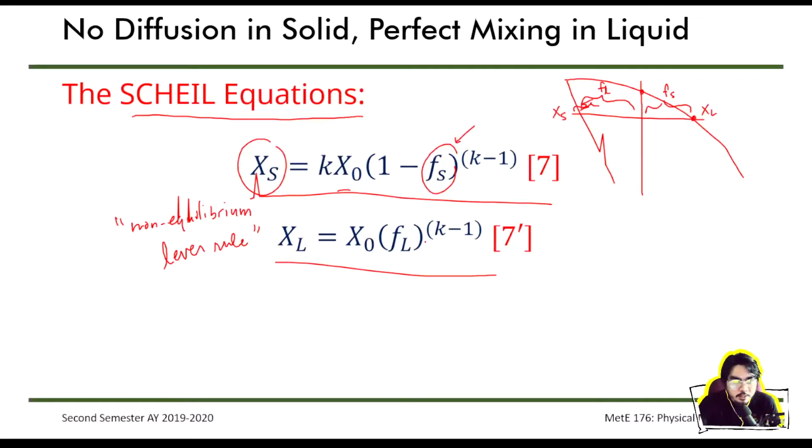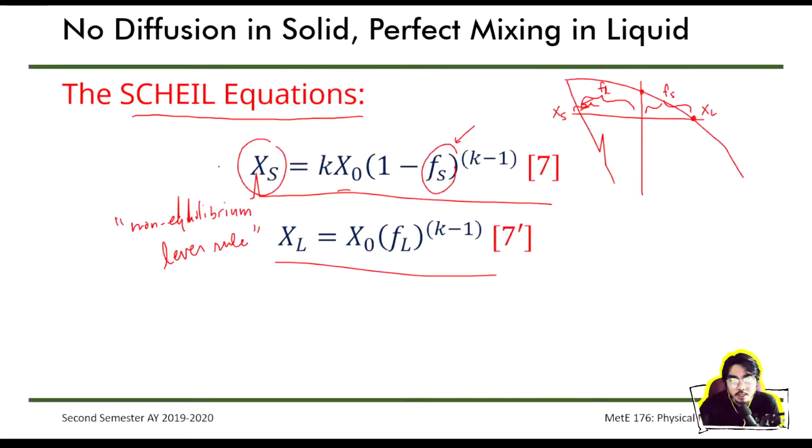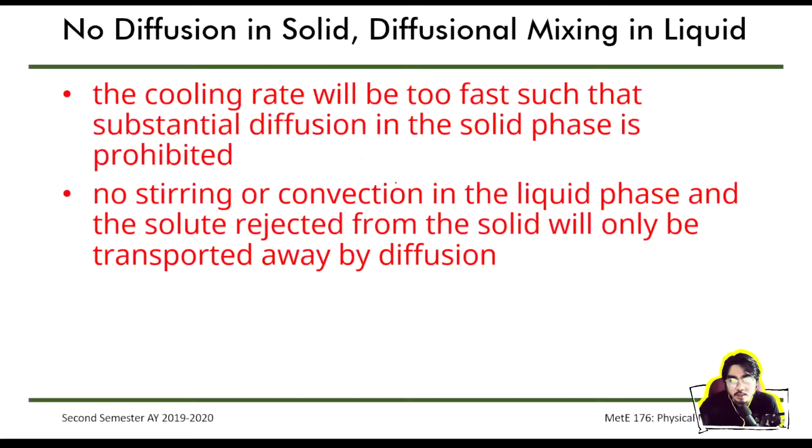So that's the Scheil equations. And lastly, meron na tayong last condition natin, which is no diffusion in the solid. Tapos meron tayong diffusional mixing in the liquid. And in this particular case, yung cooling rate natin will be too fast such that substantial diffusion in the solid is prohibited, same as the conditions before, sa condition number 2. Pero wala tayong stirring or convection in the liquid phase.